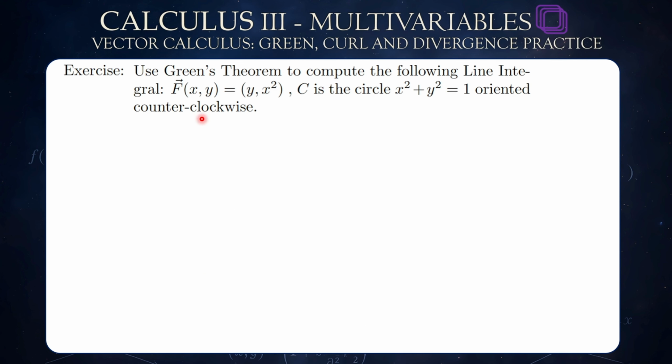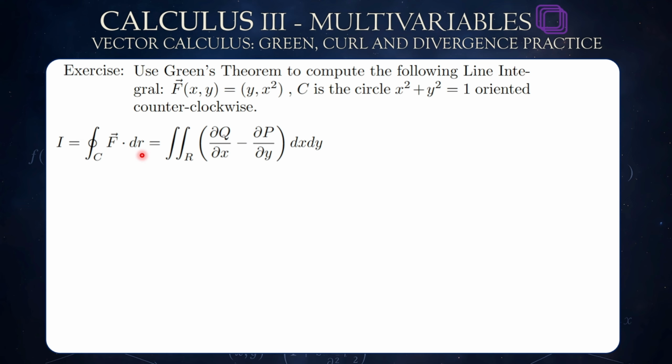Let's practice. Use Green's theorem to compute the following line integral, F(x,y) equal y, x squared, where C is the circle x squared plus y squared equal 1. Remember, we need a closed loop, and here a circle is closed. Oriented counterclockwise, so it is rotating from 0 to 2 pi in this direction. Okay, let's convert it into a double integral.